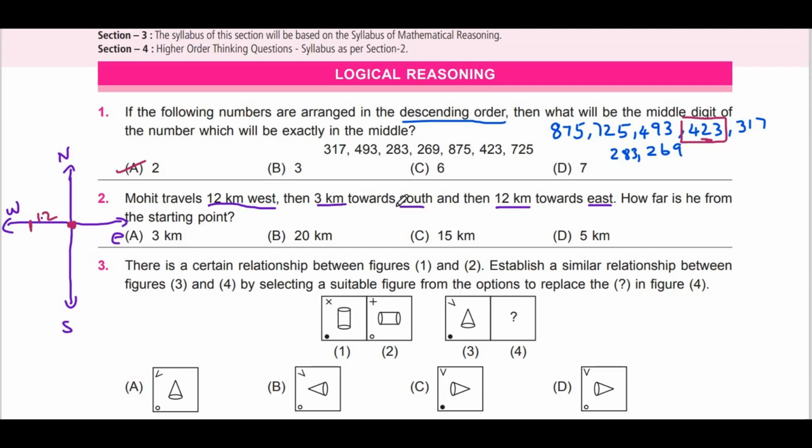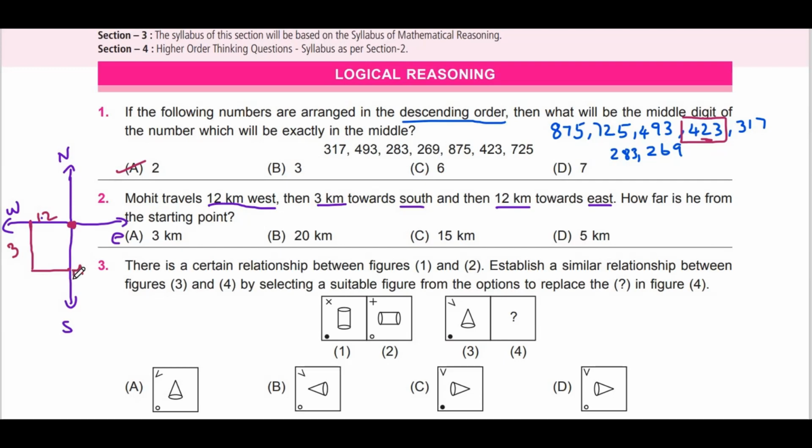Then he is going 3 kilometers towards the south. So let me drag it down 3 kilometers. So now this becomes 3 kilometers towards the south. Now Mohit is here. Then what is he doing? He is again traveling 12 kilometers towards the east. So this side, the right side is our east. So I would move again 12 kilometers. So he would obviously come to the same line as the starting point. So here now Mohit is right now, he is here.